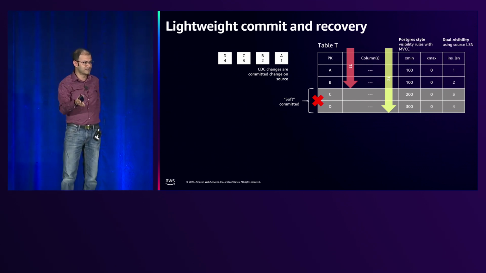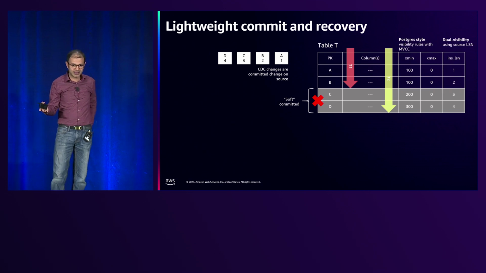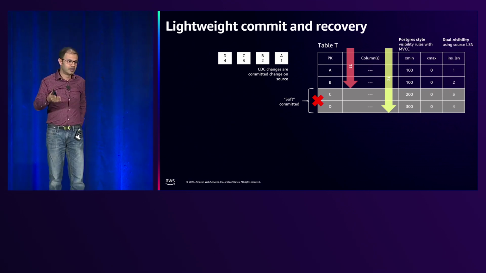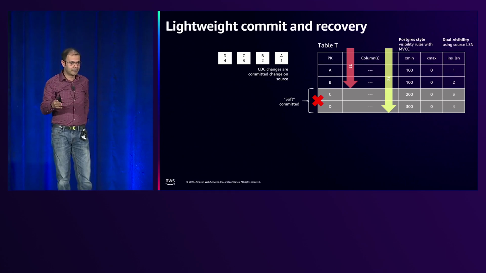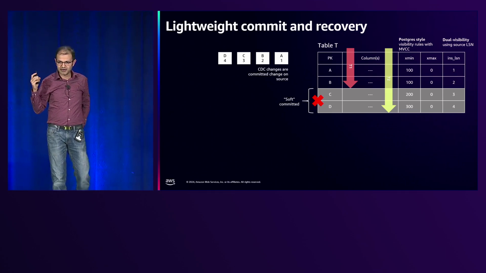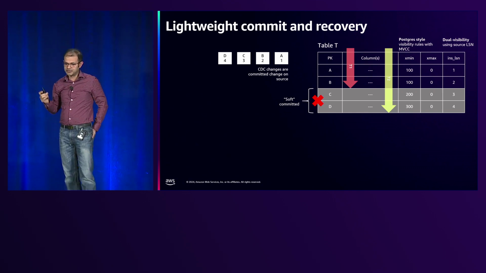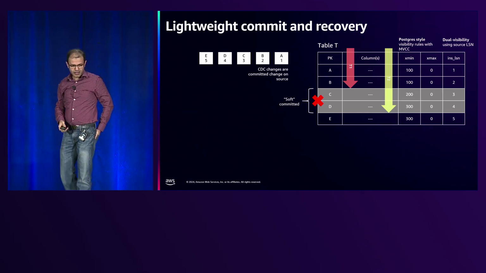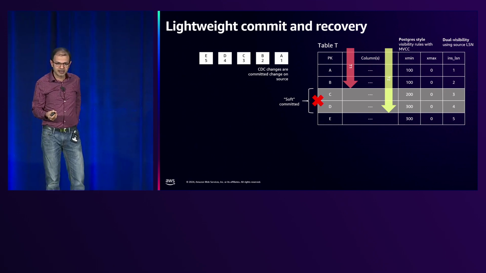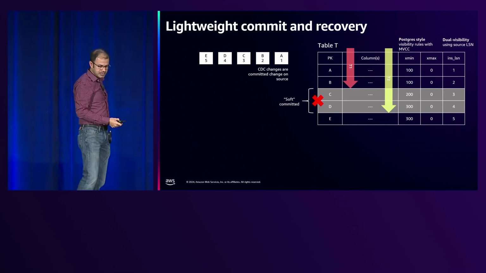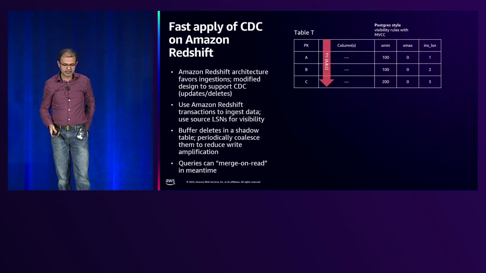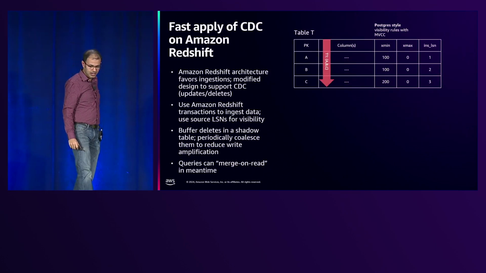In this case we will detect that C and D did not make it to the disk. As part of Redshift's recovery mechanism, Redshift will reapply them and make sure that your data is always available and there are no worries of correctness. After recovery, as newer CDC elements come in, in this case E, C and D are applied, then E is applied, and then subsequent transactions can use that tuple.